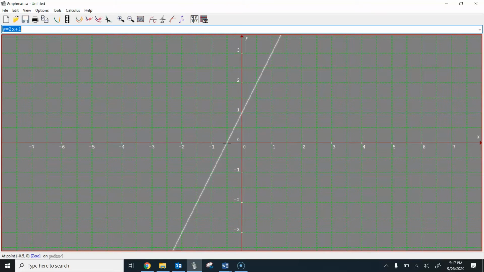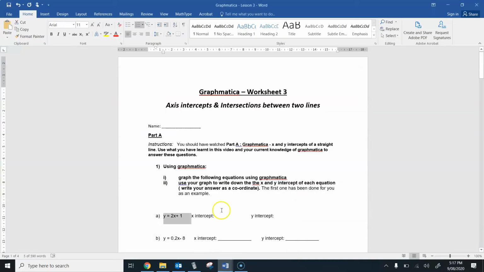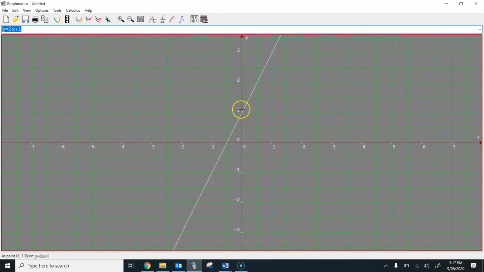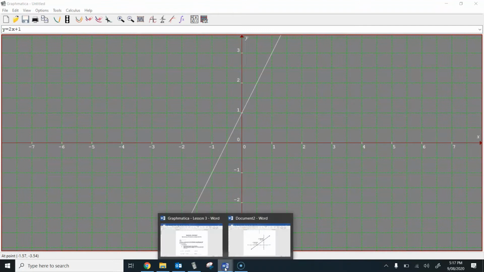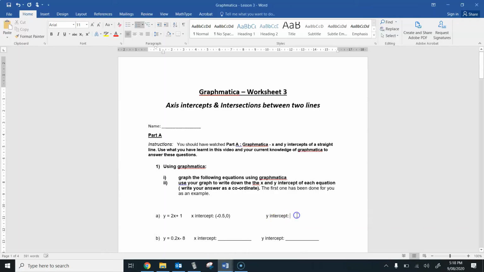So I can write that in. So minus 0.5, 0. And let's find the y-intercept now. So I can put the cursor on top, and if I look down in the bottom left-hand corner, it's 0, 1. You could probably even read that from the graph. So if I go back to here, I can type that in: 0, 1. So that's the coordinate of the y-intercept.